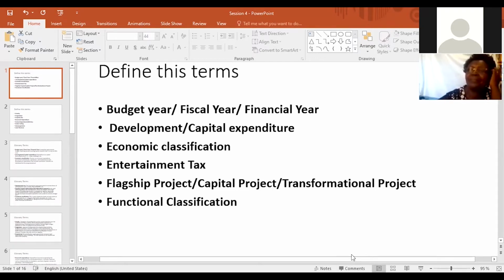Someone else? What about development expenditure or capital expenditure? This has got to do with, just like the term says, development, like building of roads, building of bridges, and maybe building offices. Awesome. What about economic classification?